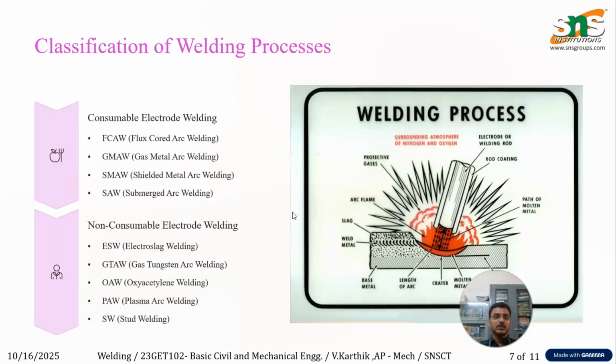These are some of the critical welding concepts. Then classifications of welding processes: consumable electrode welding and non-consumable electrode welding. Here we have four types in the consumable: flux cored arc welding, gas metal arc welding, shielded metal arc welding, and submerged arc welding. In non-consumable welding: electroslag welding, gas tungsten arc welding, plasma arc welding, and stud welding. These are the types of welding processes, and based on where the application is required, we use these kinds of welding.